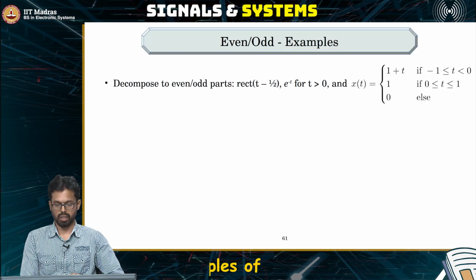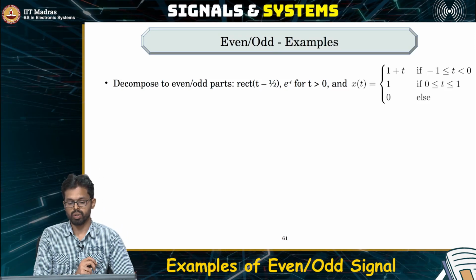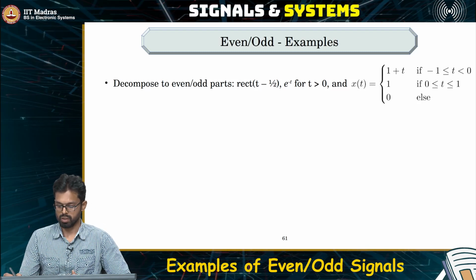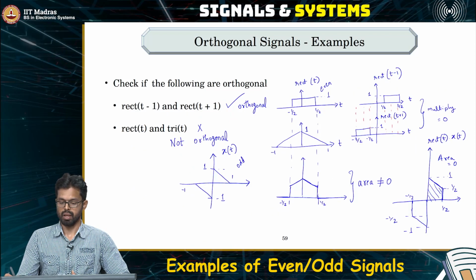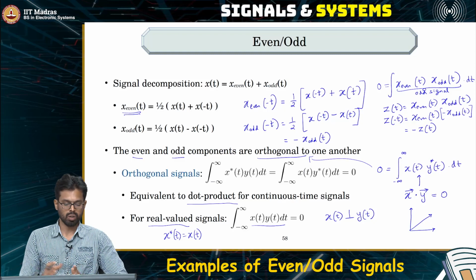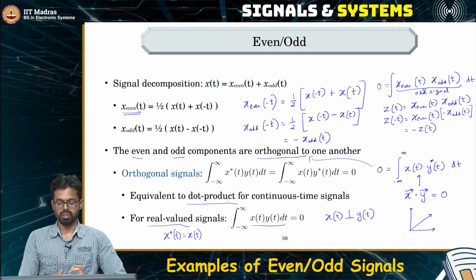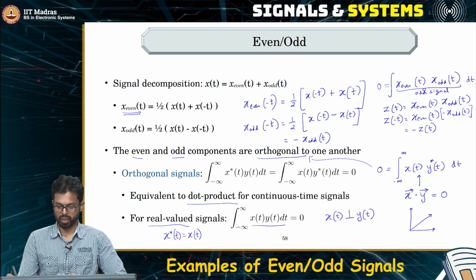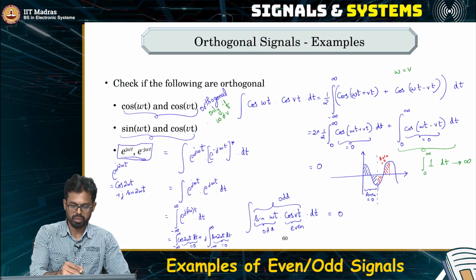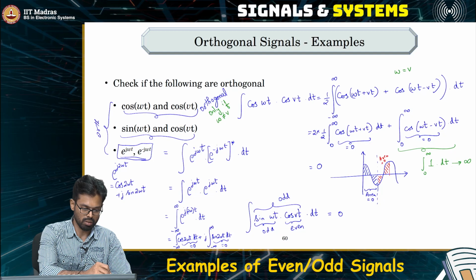Okay, let's see some more interesting examples. Here we are now going to use the property of decomposing signals. We saw how to decompose any given signal into even and odd parts, and we said that they are orthogonal. Then we saw some examples of orthogonality, how to find out if signals are orthogonal or not. And then we saw that sinusoids are all orthogonal. Whatever we saw here, all of these are orthogonal.